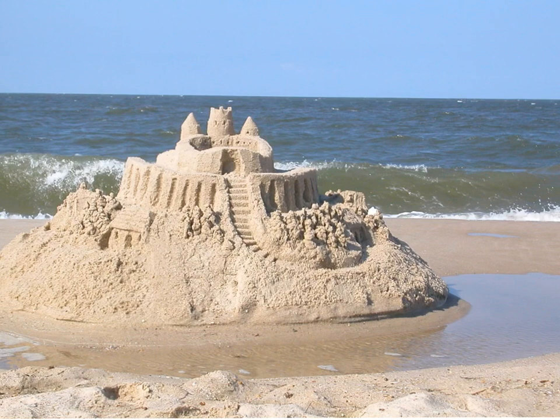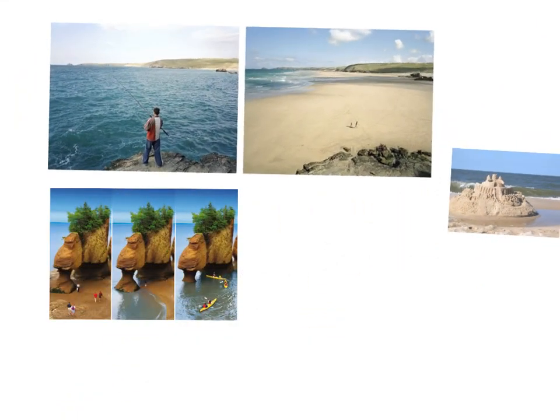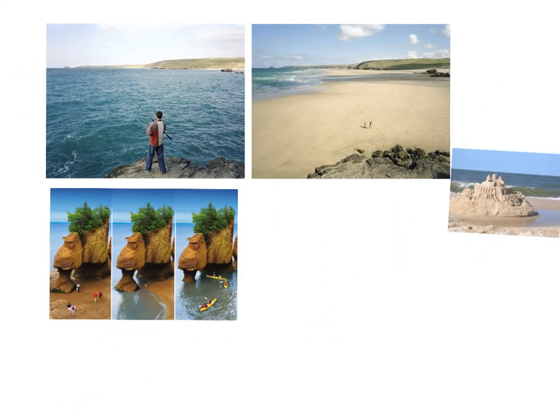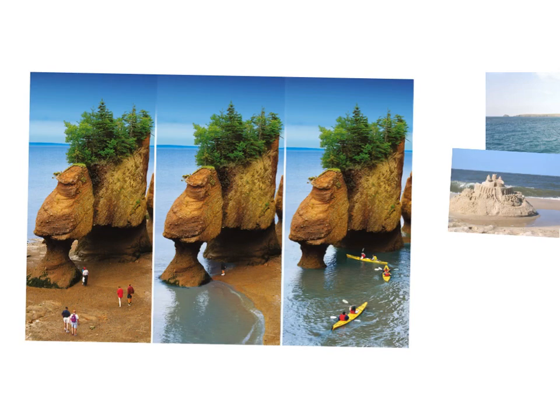You ever make a sandcastle at the beach only to have the waves come in and destroy it later if the tide's coming in? I mean, what's with that? Kind of a bummer. Here's some examples of tides. You've got high tide on the left, low tide on the right, and then reversed over here. This is the Bay of Fundy, some of the largest tidal changes in the world.